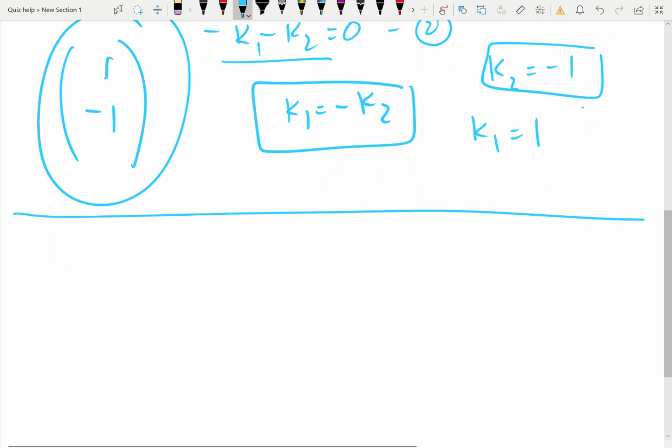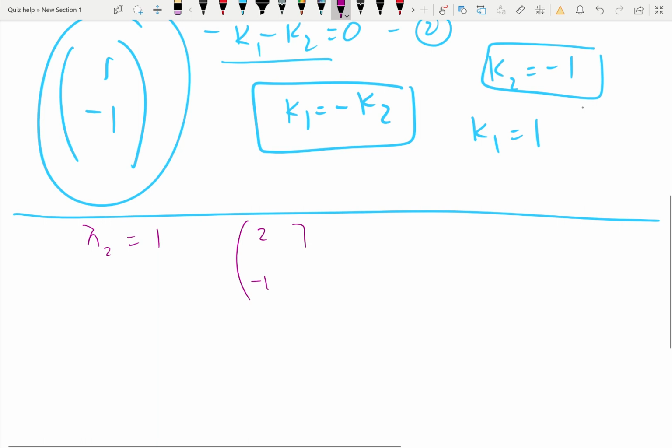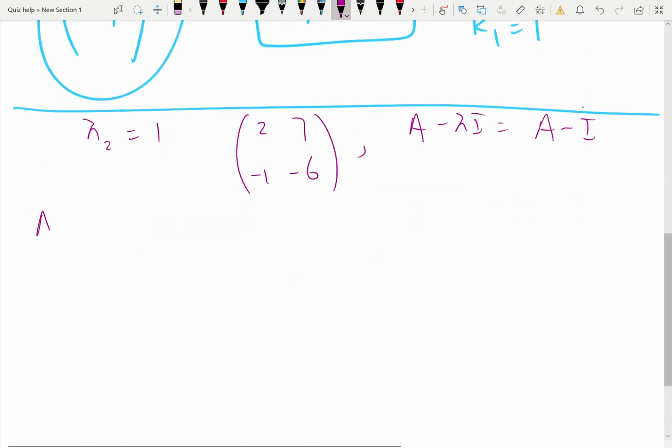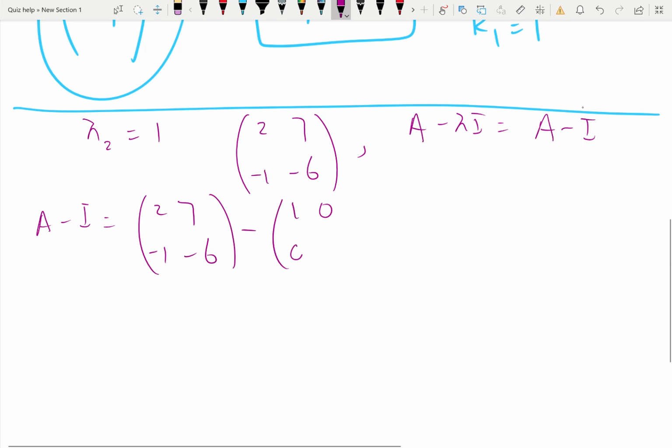Let's go to the second eigenvalue. The second eigenvalue is 1. The matrix A is [2, 7; negative 1, negative 6]. You want to find A minus lambda I, where lambda is 1, so it's A minus I. That is [2, 7; negative 1, negative 6] minus [1, 0; 0, 1], which is 2 minus 1 is 1, 7 minus 0 is 7, negative 1, and negative 6 minus 1 is negative 7.